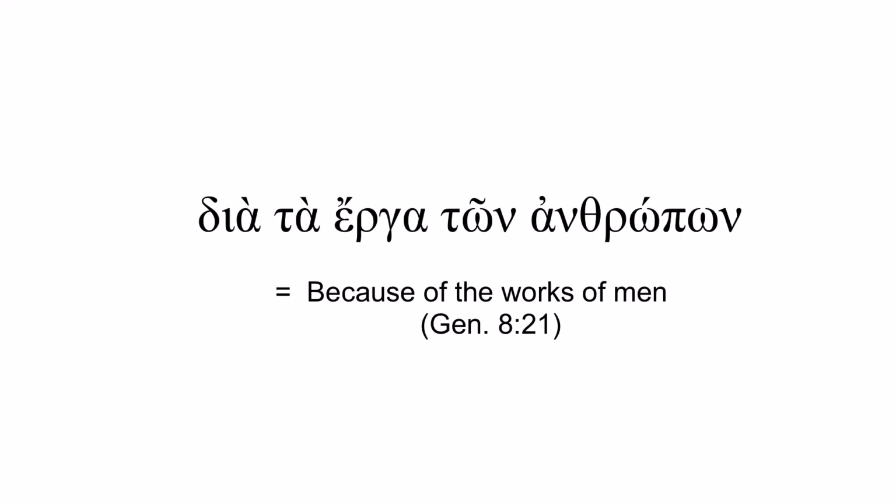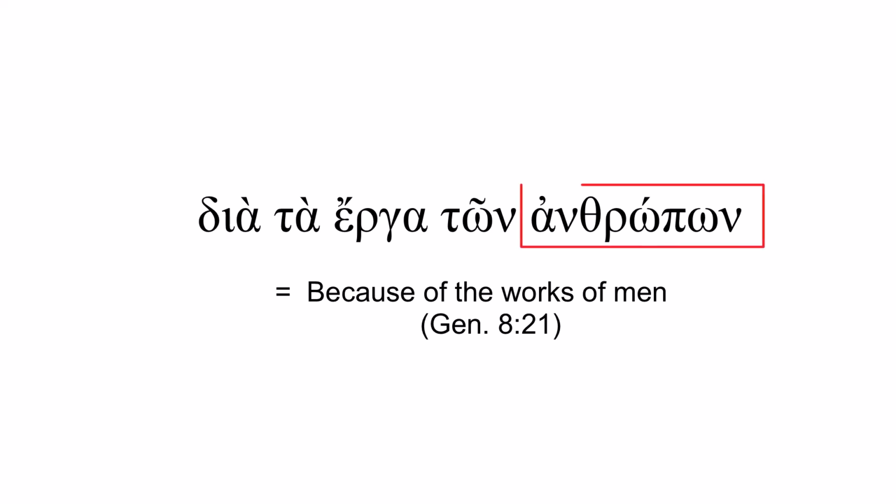Next one is dia ta erga ton anthropon. And you have the preposition dia, and you have the definite article ta. Erga is coming from the word ergon. And if you remember, you need to know your vocabulary. You need to know the words and what they mean for you to be able to translate prepositions or phrases. Erga is coming from the word ergon, and then you have the definite article ton, anthropon. Anthropon is coming from the word anthropos, meaning man.